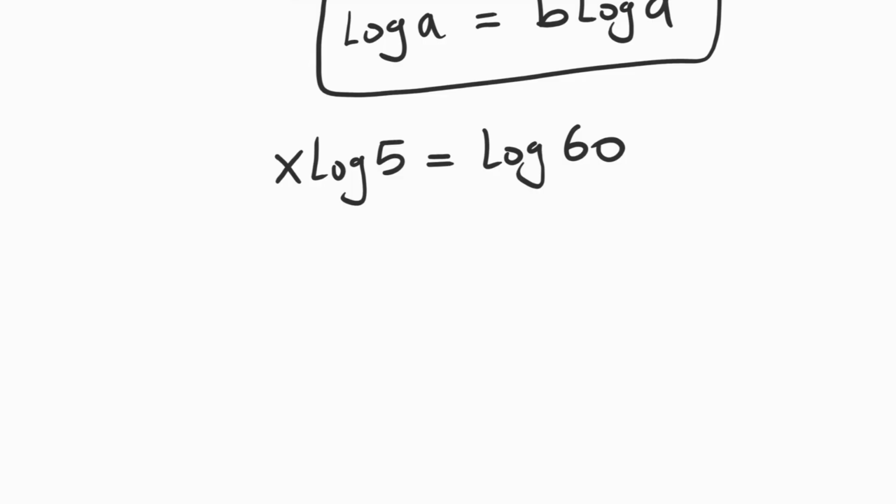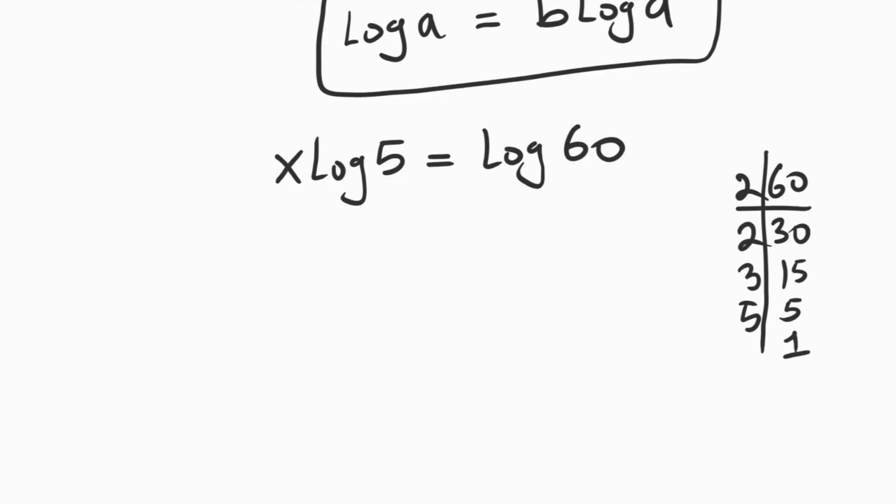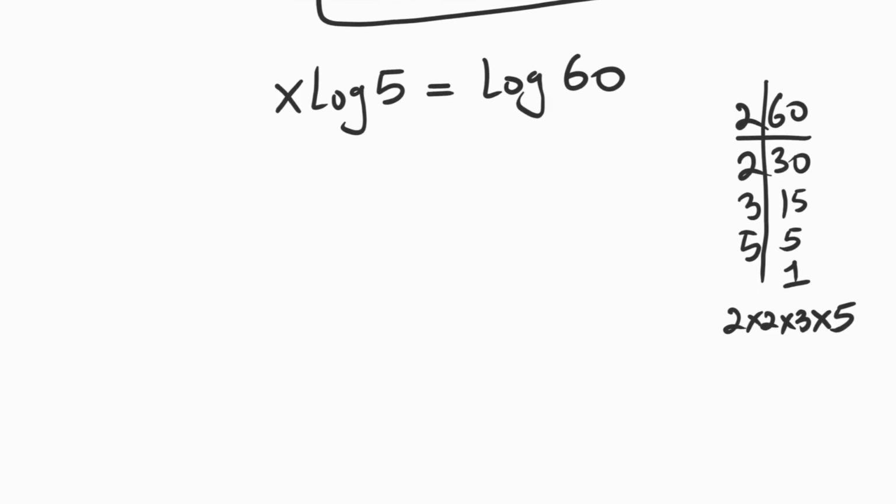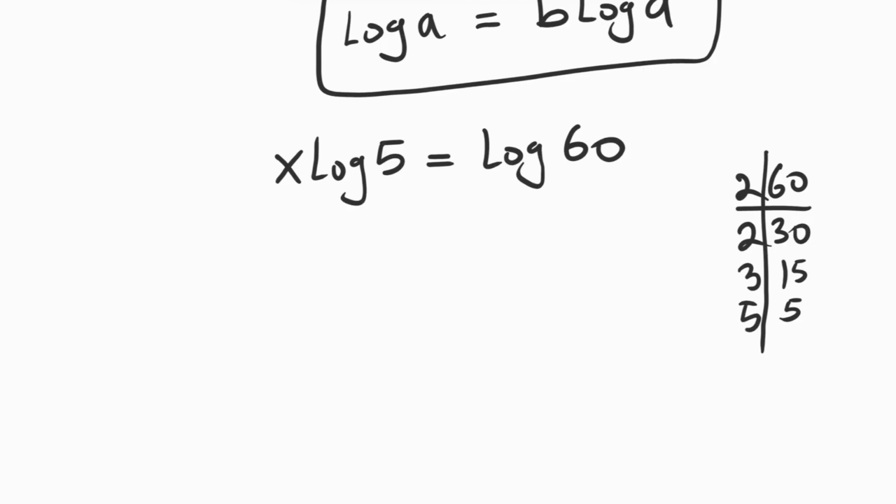Now next we're going to tackle the right hand side. What are the numbers that you can multiply together to get 60? So let us break it down. We have 2 can go in 60, 30. 2 can go in 30, 15. 3 here is 5. 5 here is 1. So we have 2 times 2 times 3 times 5.